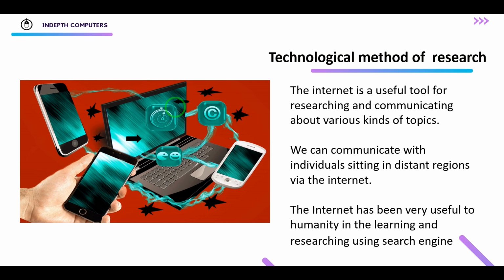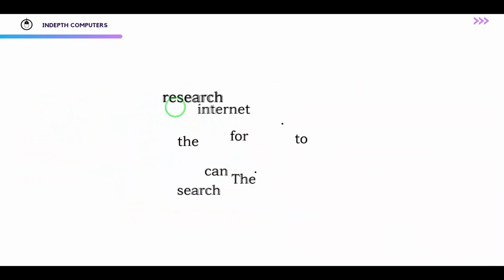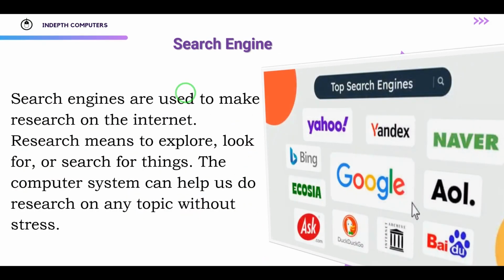The internet has been very useful to humanity in learning and researching using search engines. Now that takes us to the next thing we want to talk about, which is search engines. When we say search engine, if you want to carry out research, you need to know the different examples of search engines that we have.